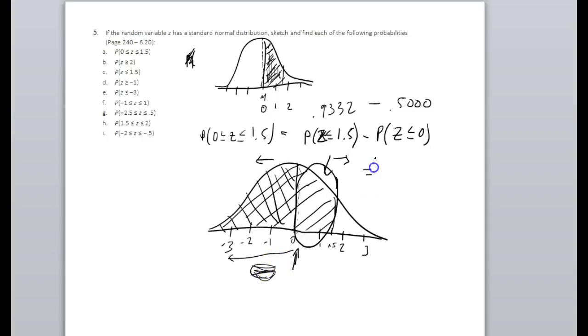Okay? So we minus these from each other, 0.9332 minus 0.5000 is equal to 0.4332. And that's our answer. So the probability that z falls between 0 and 1.5 is 0.4332.